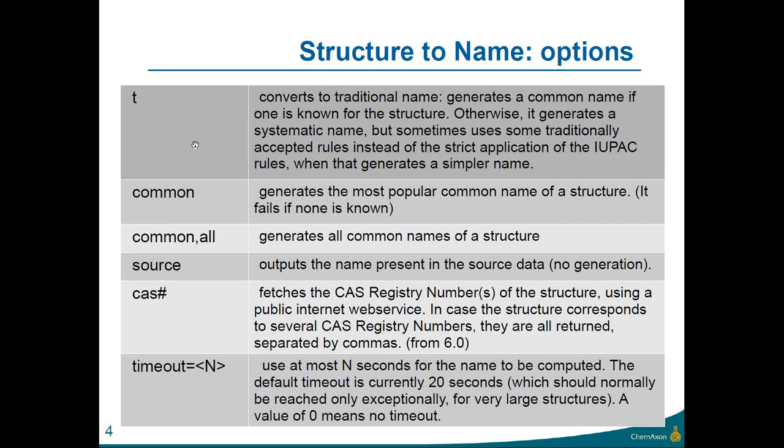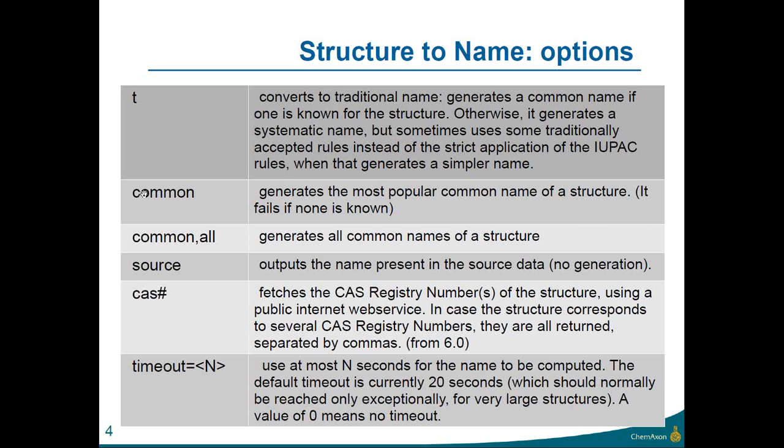But this is for traditional. I already mentioned what it's doing. Common is a bit similar to traditional, but it's actually only generating a common name. So if there is no common name, T will return the IUPAC name, but common will just fail. So depending on what you want, either of them could be good.